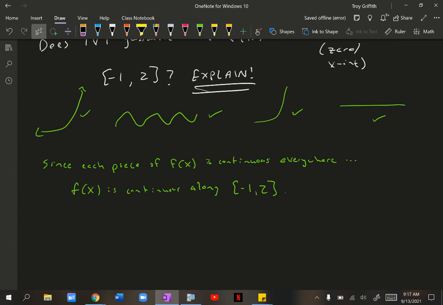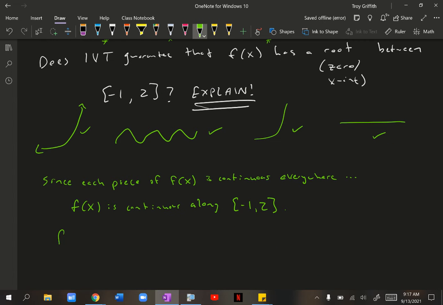Okay. So the next thing that I would want to do is think about, what's f of -1 and what's f of 2? Because guess what? If we start above or below 0 and we end on the other side of 0 for y values, then that means that we have to have a root somewhere in between -1 and 2. So let's go ahead and try this.